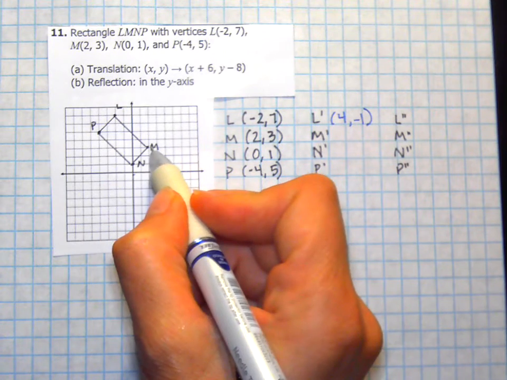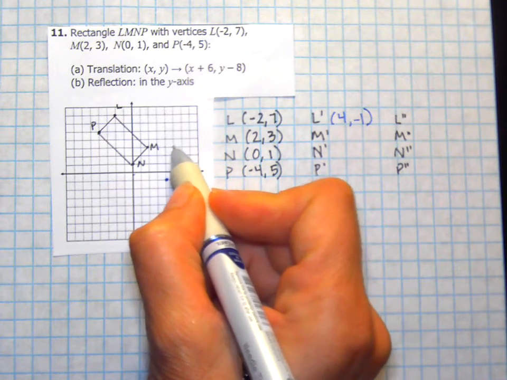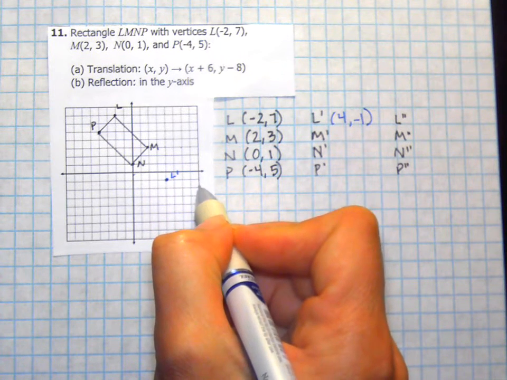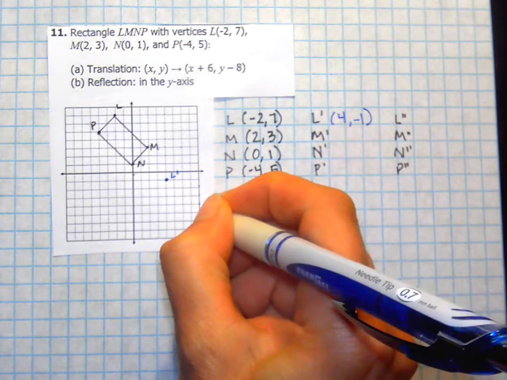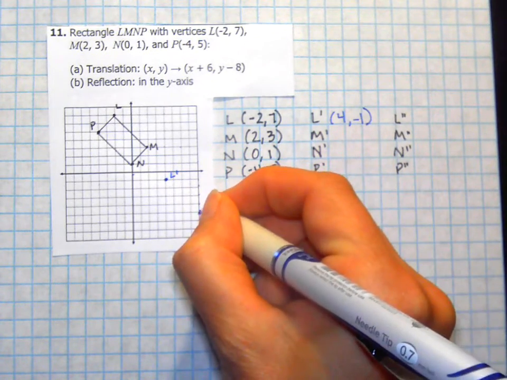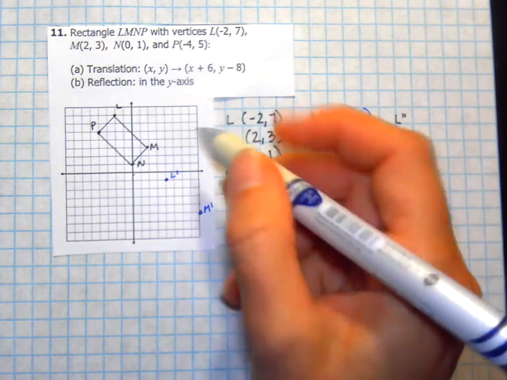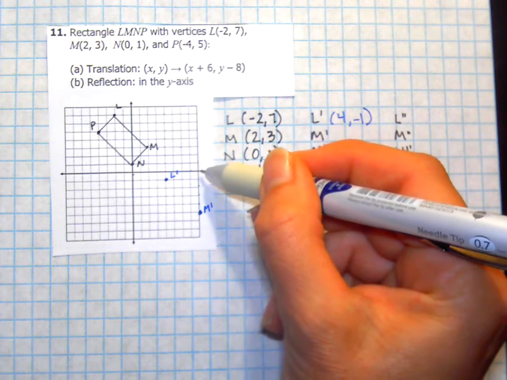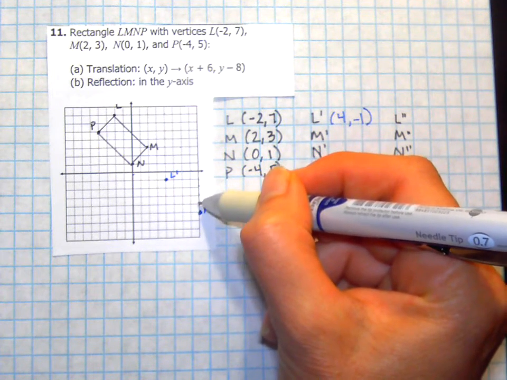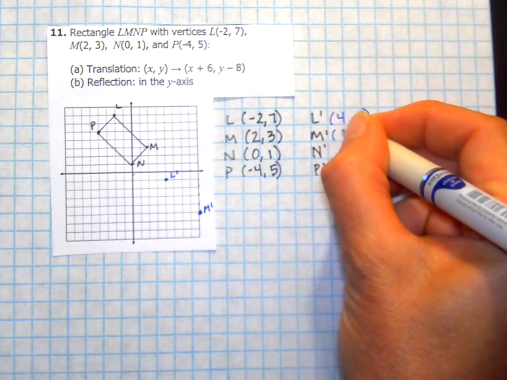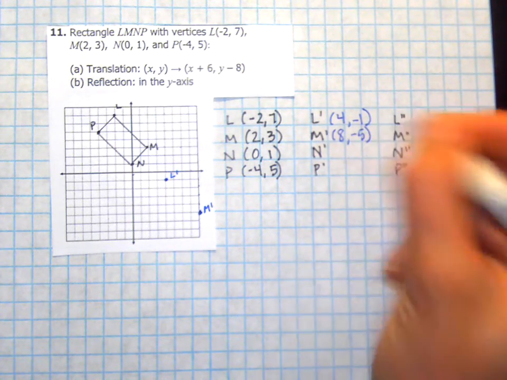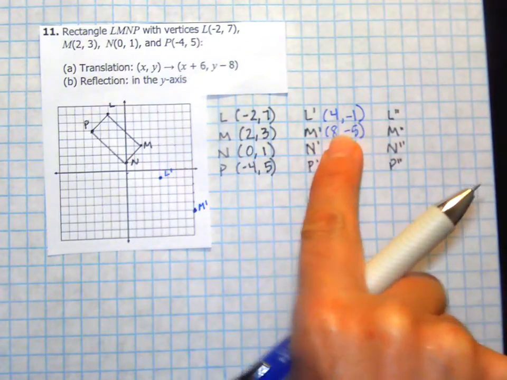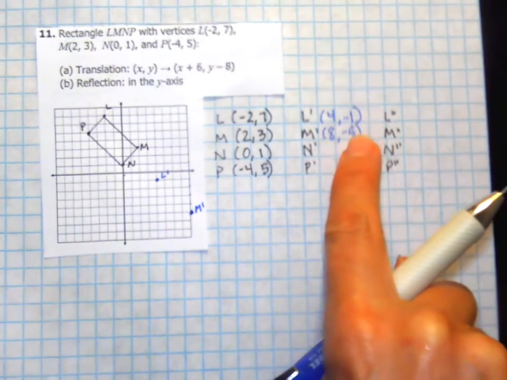So M is right 6, 1, 2, 3, 4, 5, 6, down 8, 1, 2, 3, 4, 5, 6, 7, 8. That's my M prime. And its coordinates are, let's see, over 8, negative 5. And if I add 6 to 2, like my rule says, I get 8. If I take 3, take away 8, that's negative 5.